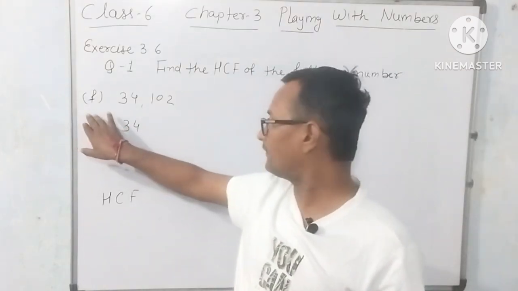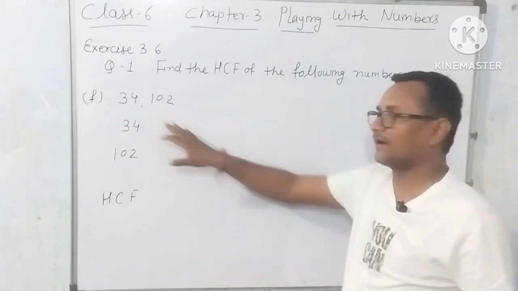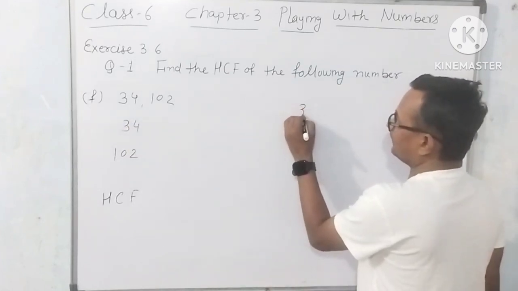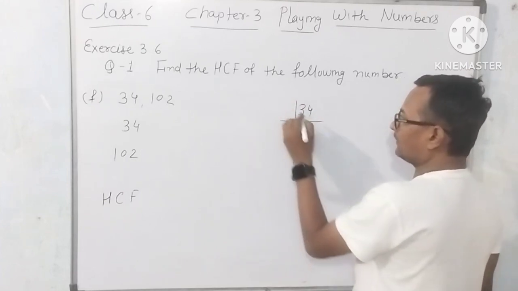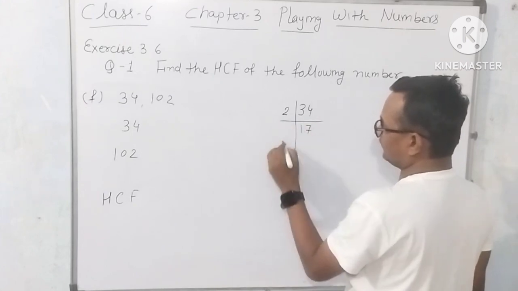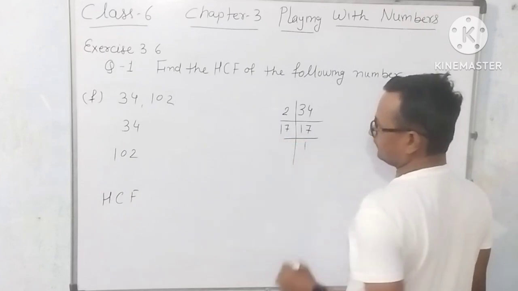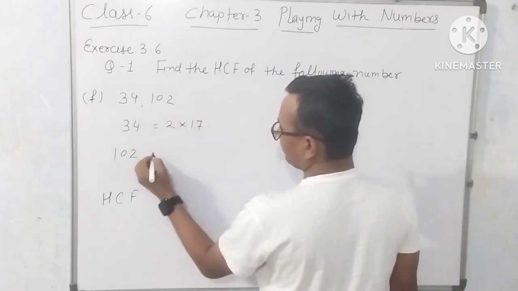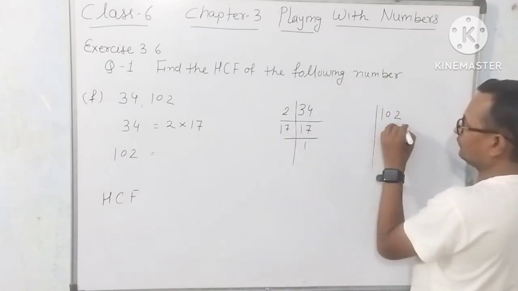Now we will do part F, 34 and 102. Again we have to do the same thing. We have to find out the prime factorization of 34 and 102. So 34, 4 is an even number, so it is divisible by 2. 2 1 is 2, 2 7 is 14. 17 is a prime number, 17 1 is 17. So we can write 2 into 17.